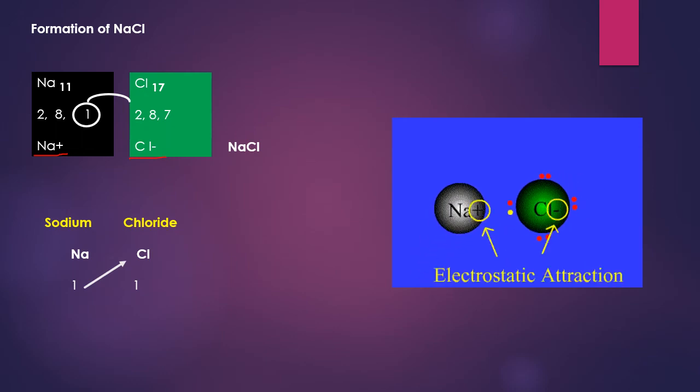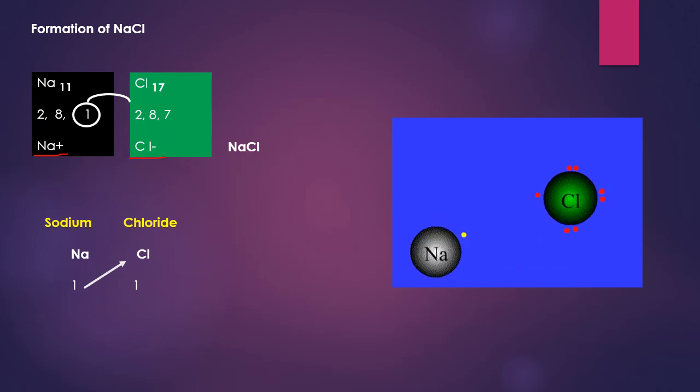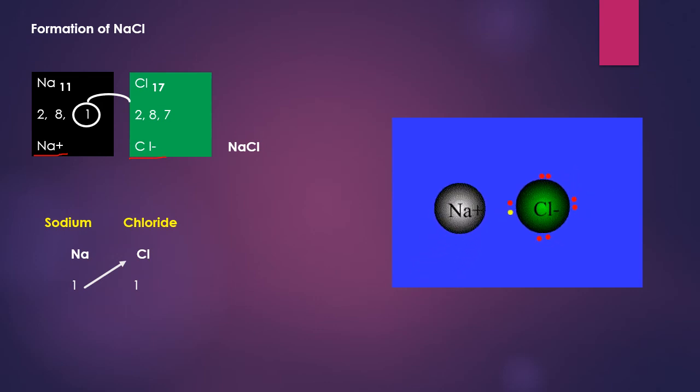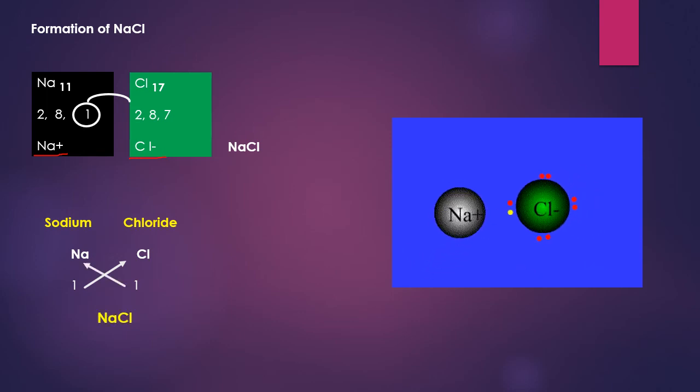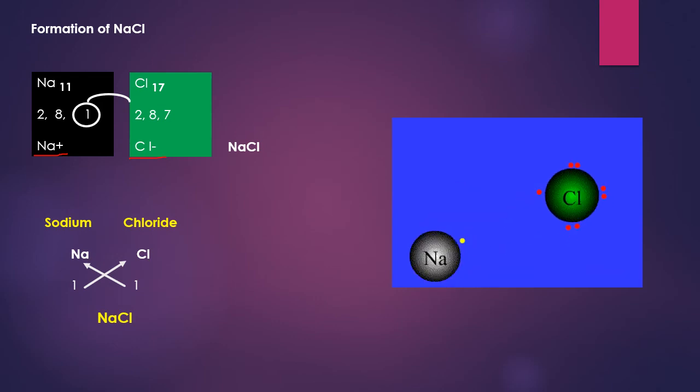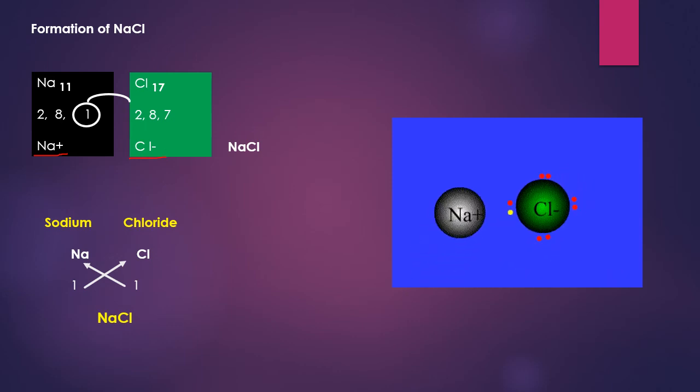Now it is the turn to write the chemical formula. As I told you in the last slide, we will cross over the valencies. The symbol of sodium is Na, chlorine is Cl, valency of Na is 1, valency of Cl is 1. Now just cross over the valencies. Valency of sodium will go to Cl and valency of Cl will go to Na, and the formula is NaCl. I think now it is totally clear to you how the substances are formed and how their chemical formula is written.